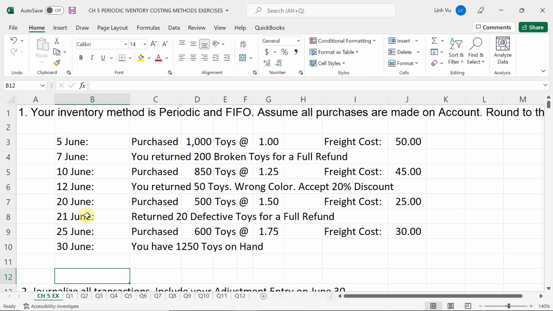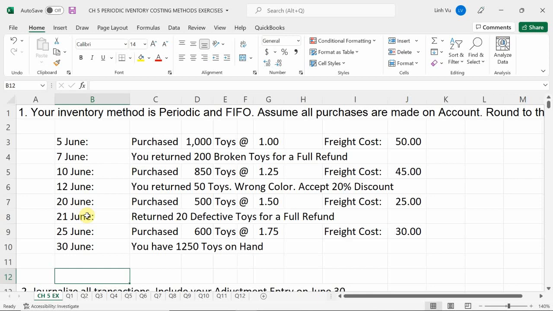But the rule of thumb is that usually when you have a return, it stems from the very previous batch that you just recently purchased. So in this case, this return is in regards to the purchase that I made on June 10th, okay? So 50 of them were actually the wrong color.